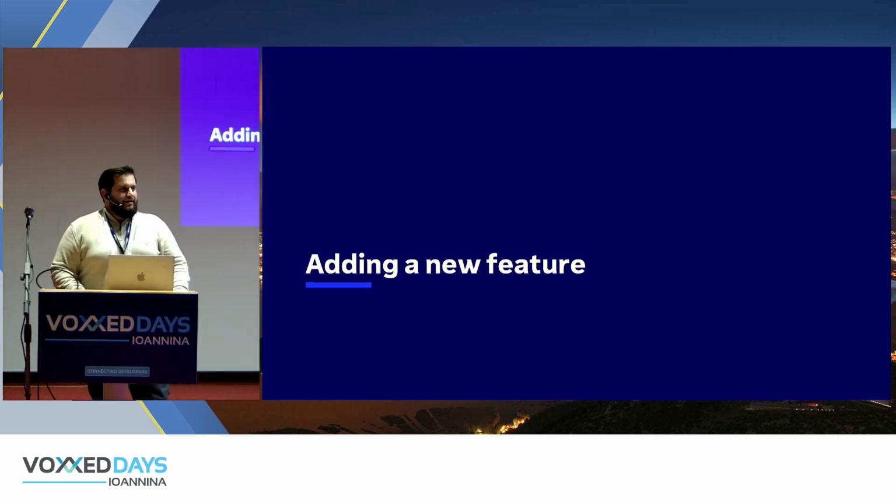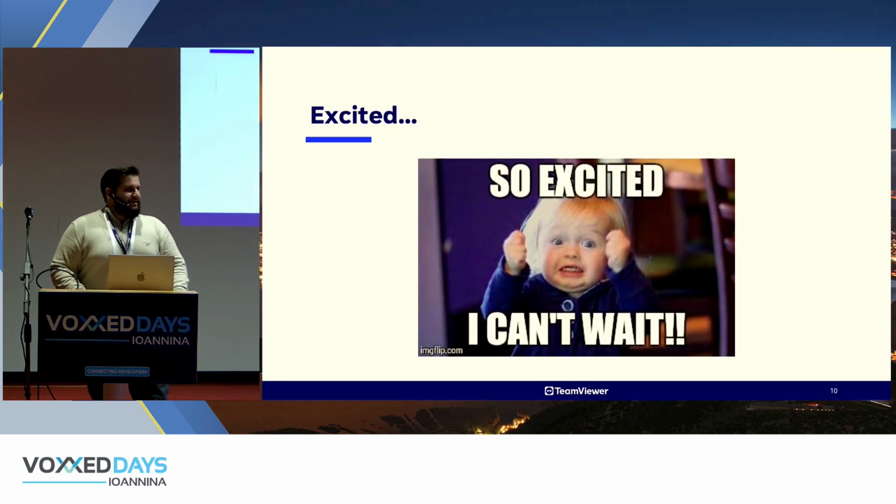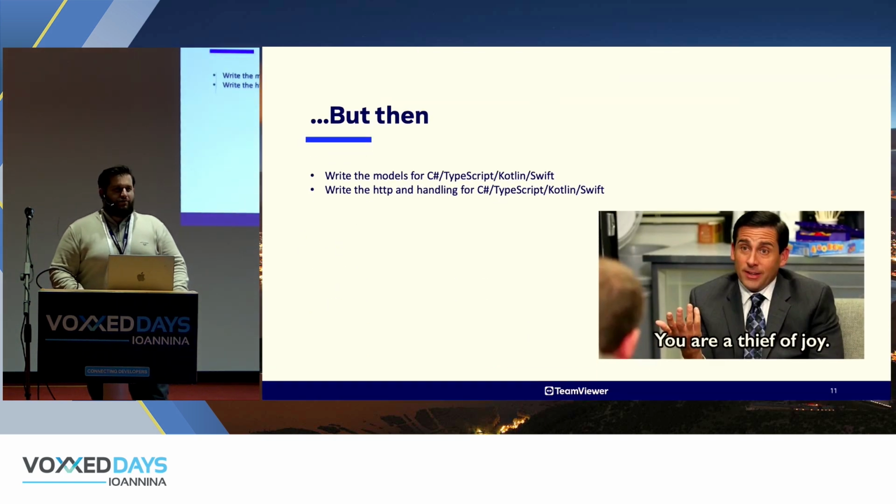Then adding a new feature comes into place. You get very, very excited, because you like building new features. But then you remember that you have to create all those models for all these different technology stacks: C#, TypeScript, Kotlin, Swift. You also have to create the network code, all the HTTP requests, etc., the logic. This gets boring. I mean, you will get excited very fast, and then poof, you will fall down the rabbit hole of not wanting to do this feature anymore because, yeah, too much work for something simple.